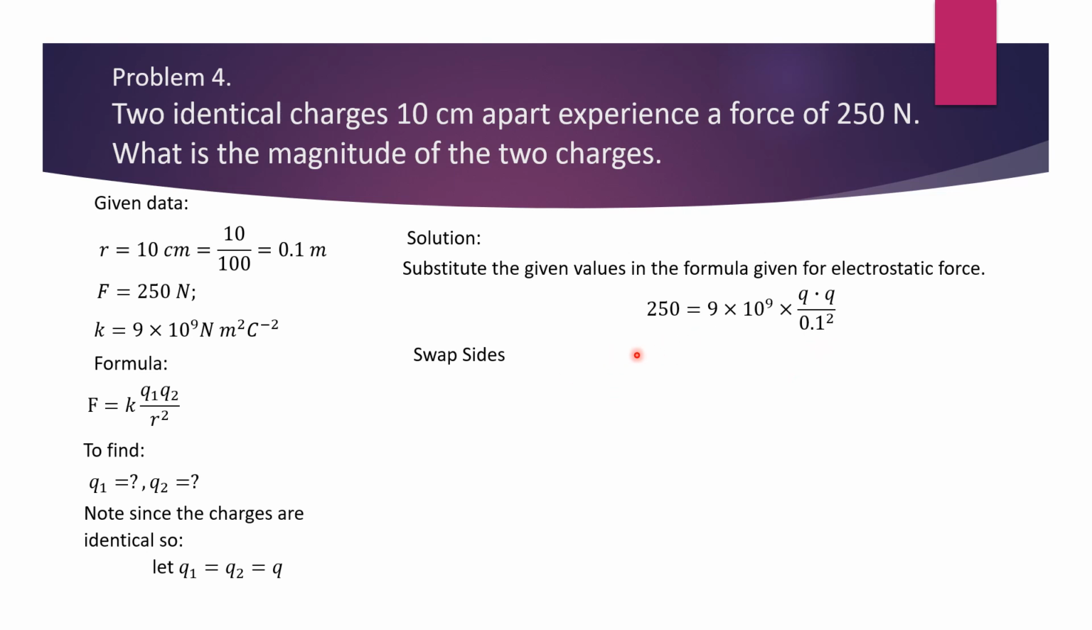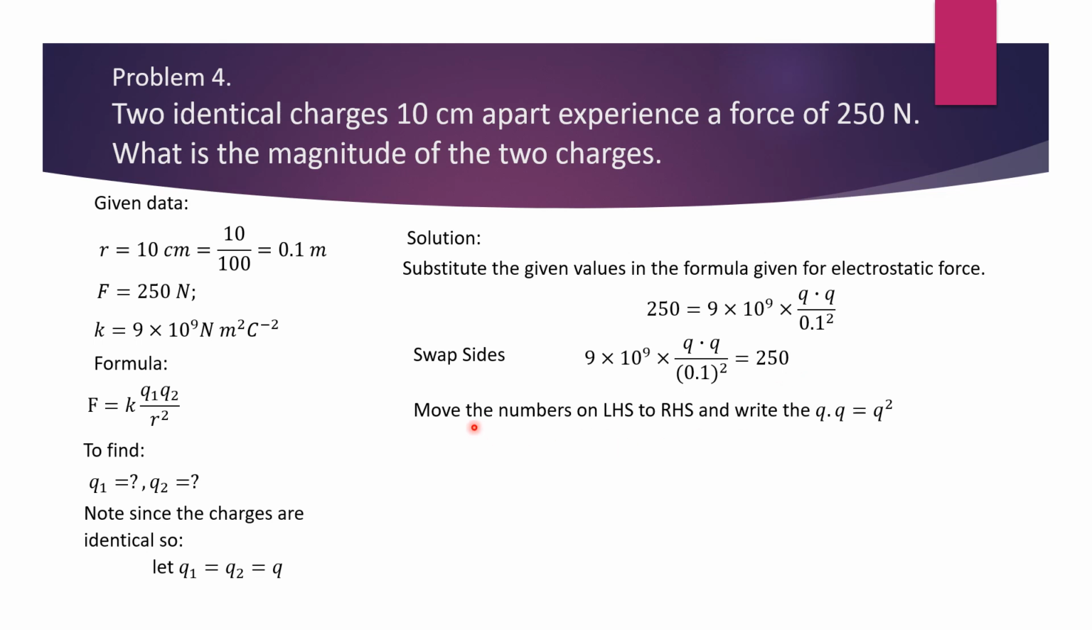Swap the sides to write it as 9 into 10 power 9 Q dot Q over 0.1 square equal to 250. Now move the numbers on the left hand side to the right hand side and write Q dot Q as Q square. Like Q square is equal to 0.1 square divided by 9 into 10 power 9. This number in the numerator above will go in the denominator and 0.1 square in the denominator here will go in the numerator on the other side.